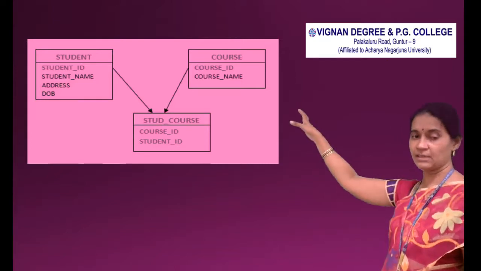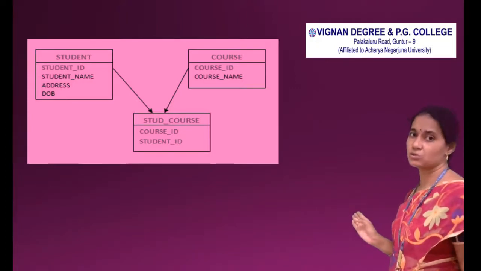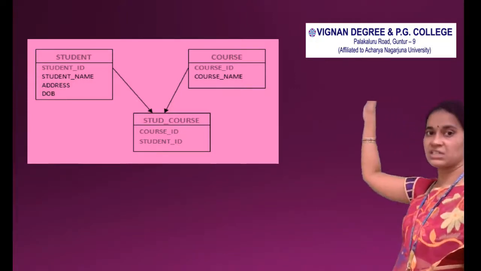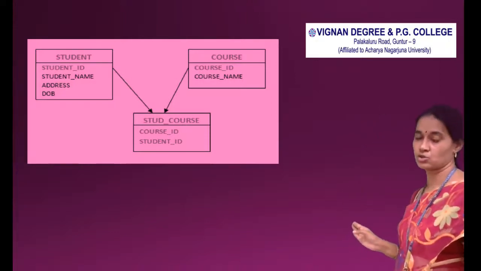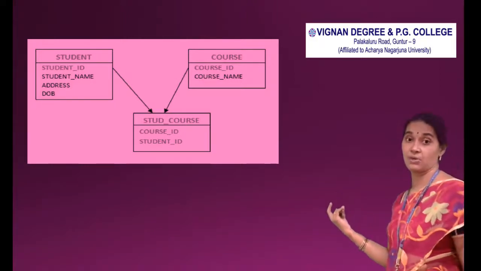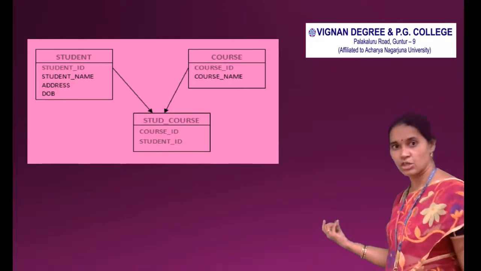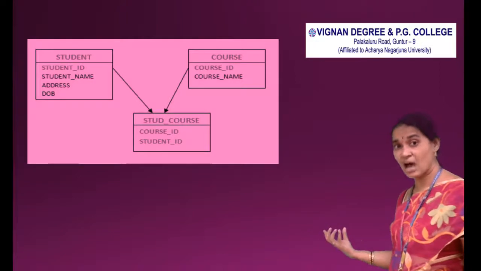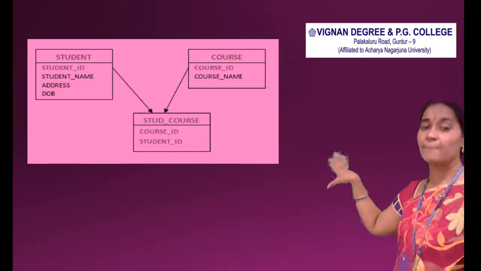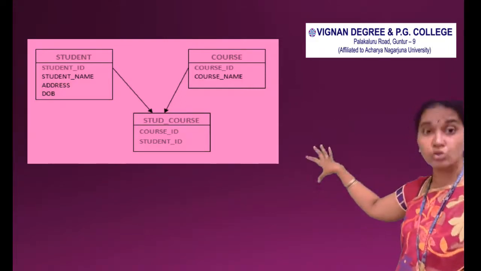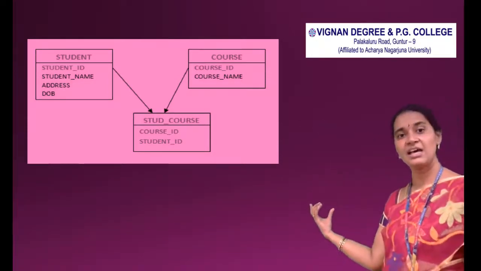From the student table I am going to consider the student ID and use it in the student course table. Also from the course entity I am going to consider the course ID and place it again in the student course table. So the student course table has two attributes combined together as a composite primary key. What are those? Course ID and student ID. This is how I represent a many-to-many relationship. This is the most difficult relationship to be implemented. So to implement this, I am going to break this into two one-to-many relationships by considering the third entity.